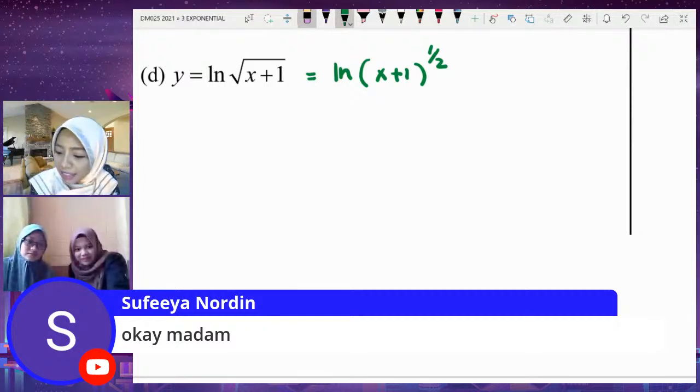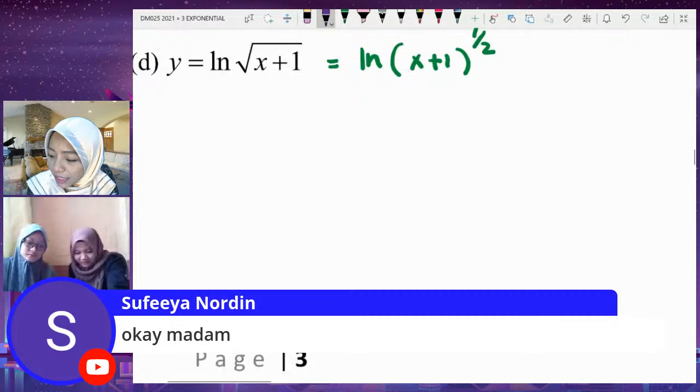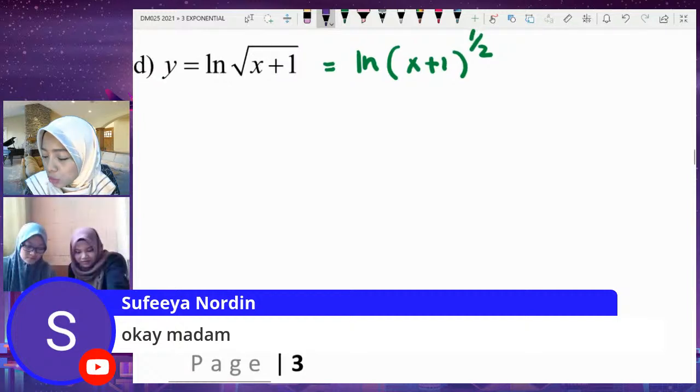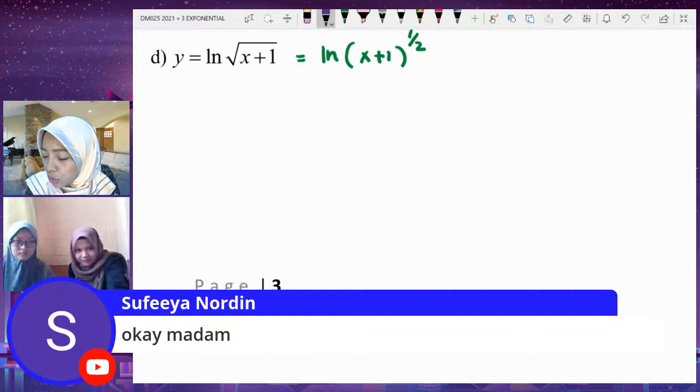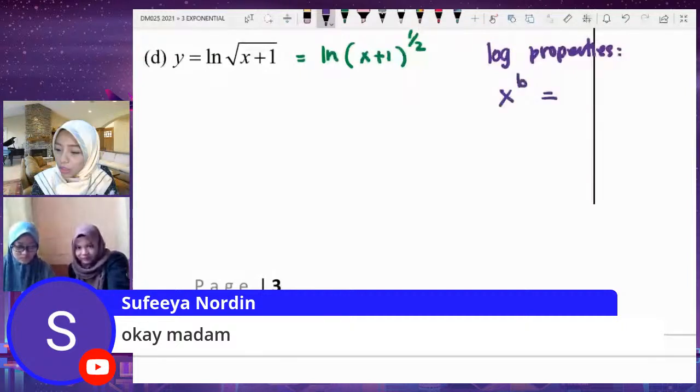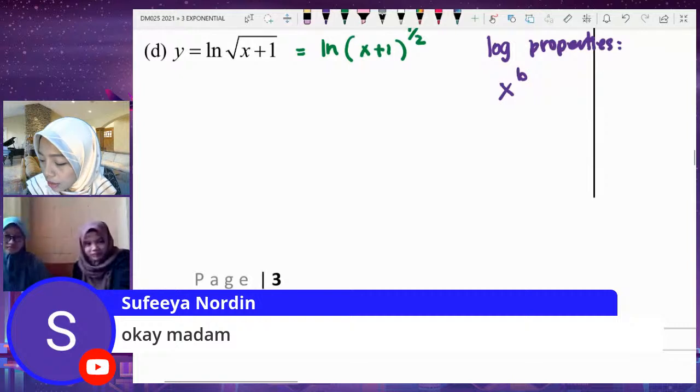So sekali, log properties. Okay, sekejap. Okay, log properties. Okay, what do you do if you have such case, x^b? Macam mana? Okay, log. Yes, log. Okay, sekejap I tambah log dekat depan.